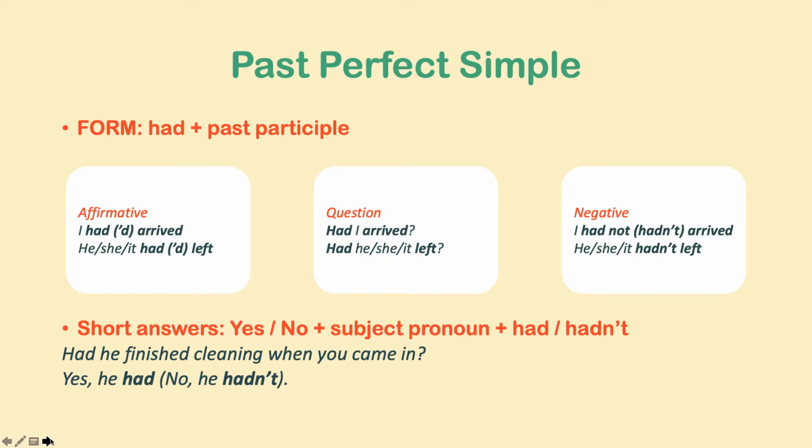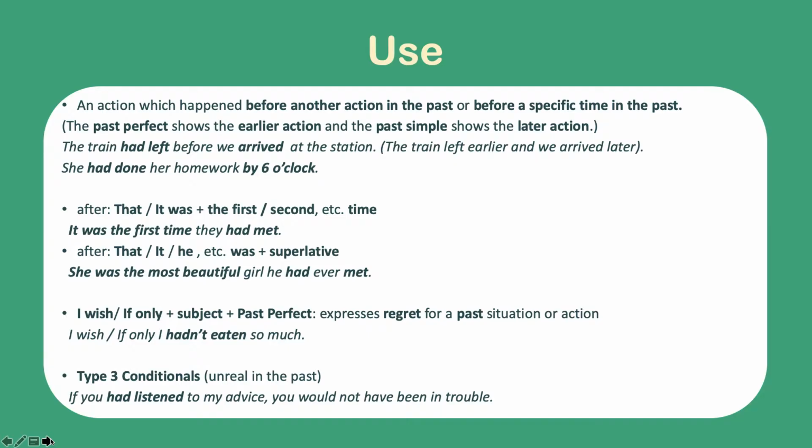In short answers we only use yes, no, the subject pronoun, and had or hadn't. For example, had he finished cleaning when you came in? Yes, he had. No, he hadn't.